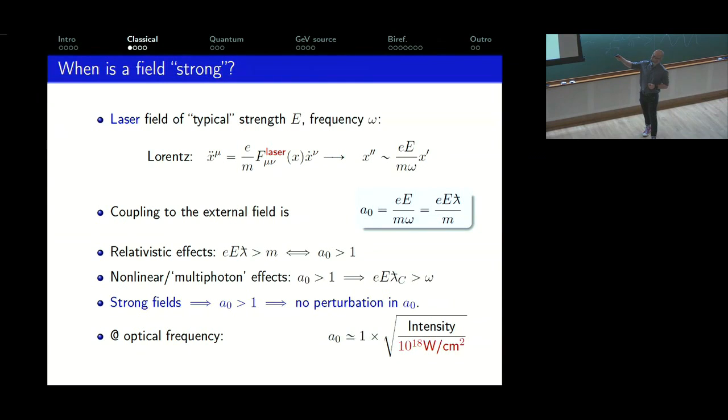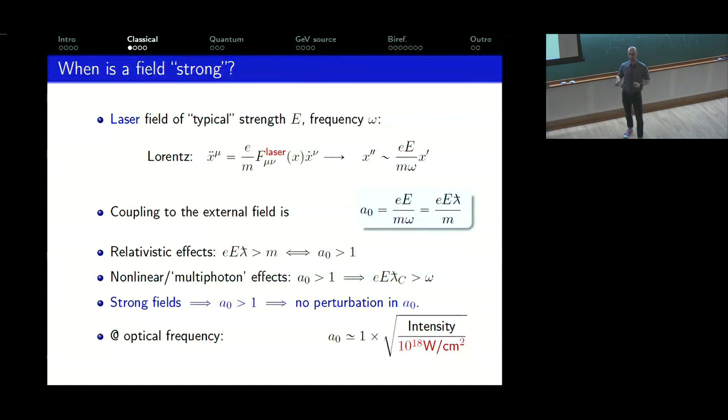If you take the first expression here and stick in some factors of h bar, then a0 being equal to 1 is equivalent to saying that the work done by the laser over a Compton wavelength, so that's the natural kind of length scaling in QED, if you like, is larger than the typical energy of the photons in the laser. So a0 larger than 1 also corresponds to the regime of multi-photon effects.